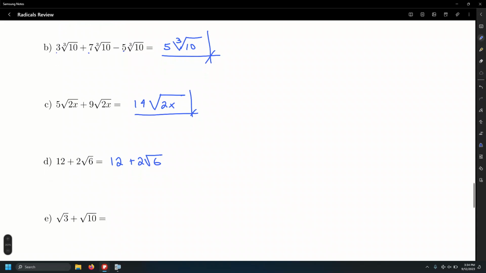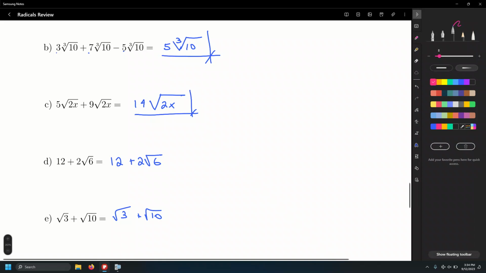Letter E, square root of 3 plus square root of 10. Can we combine those two together? Why not? They're not the same radical. They're not the same radicand, the quantity inside of the radical, right? So in this case, it's simply root of 3 plus root of 10. And then we write this down, common mistake.